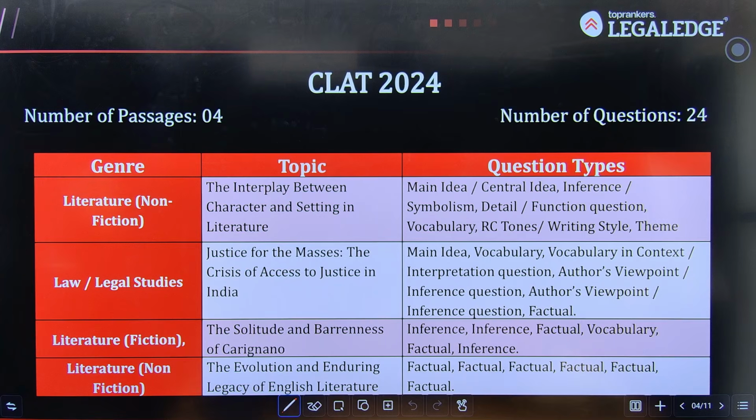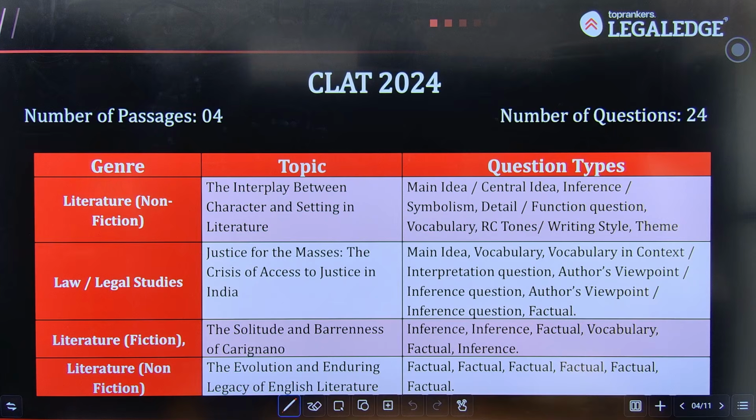Now, the second passage, which was around legal studies, the title of the passage was Justice for the Masses, the Crisis of Access to Justice in India. The question types which were there: main idea, two vocabulary based questions, then interpretation questions, author's viewpoint, inference based question, again author's viewpoint and inference based question, and factual questions.